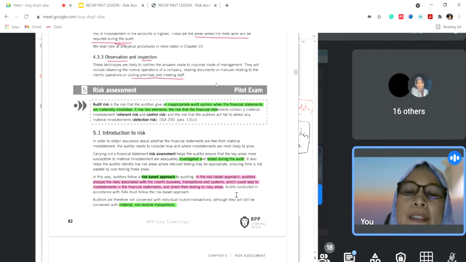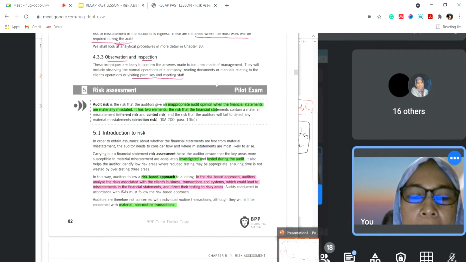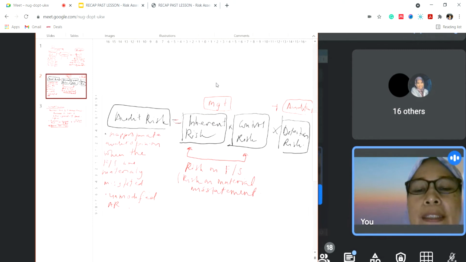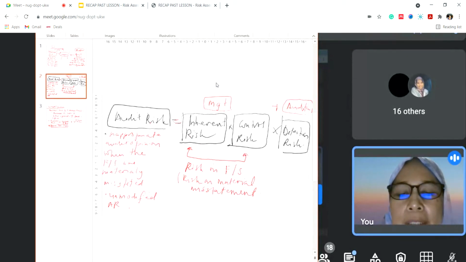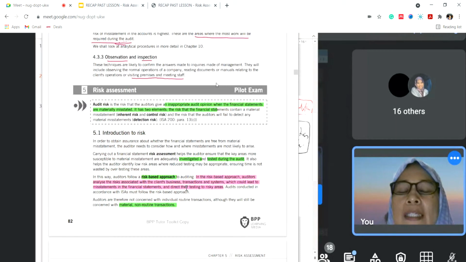the risk-based approach. Okay, so in other words, risk on financial statement will appear when the company prepares the financial statement. So this risk will contribute to the audit risk. Okay, these two risks, inherent risk and control risk, will contribute to the audit risk. And we have another risk that is controlled by the auditor. Since the auditor is investigating and performing the test, which could lead to misstatement in the financial statement, and directs their testing to risky areas. So audit conducted in accordance with ISA must follow the risk-based approach.